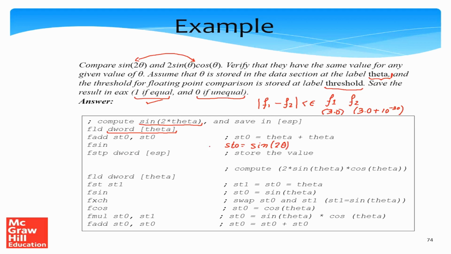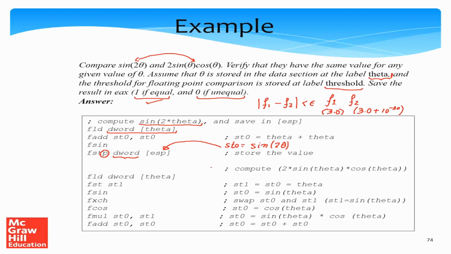Subsequently, we save sine 2 theta into the memory location pointed to by ESP, where we assume that particular memory location is available and can be used. Since all our quantities are 32 bits, we use the DWORD identifier. In addition, we use the FSTP instruction. We don't need the value anymore, so we pop the stack also. This is in general a good idea: when we don't need the value, we can pop the stack so that the floating point stack remains fairly clean.